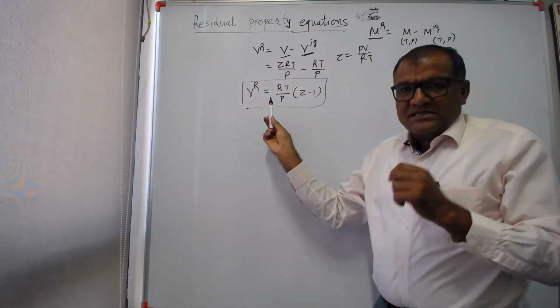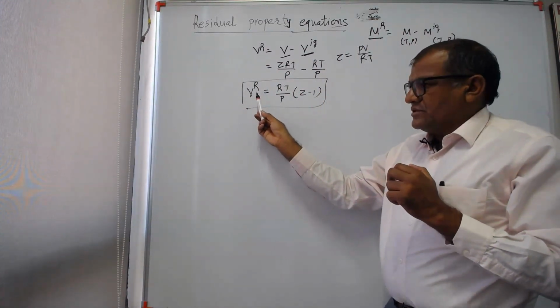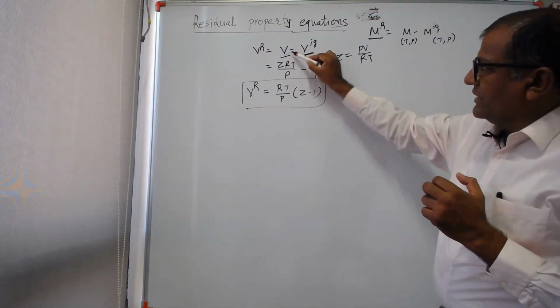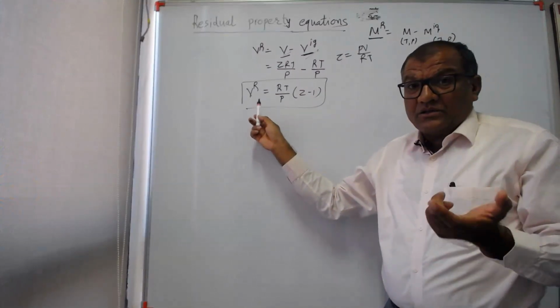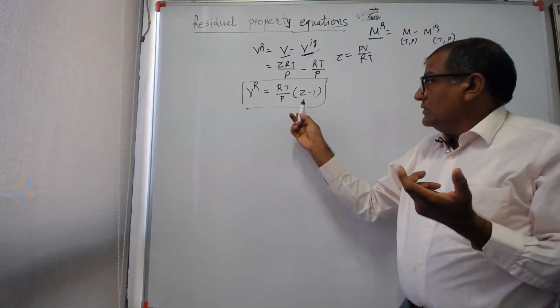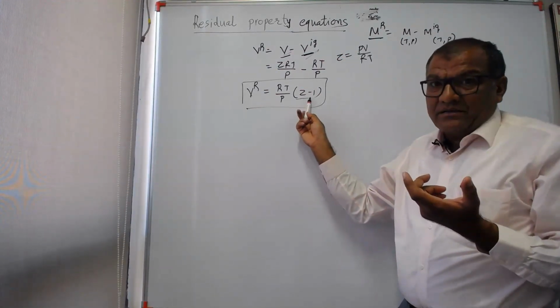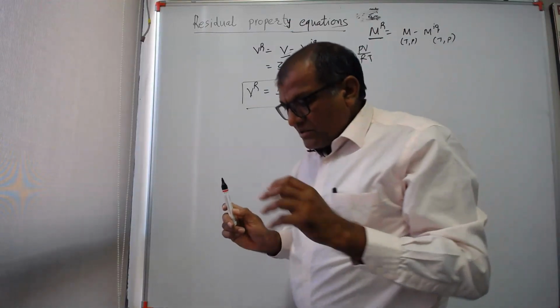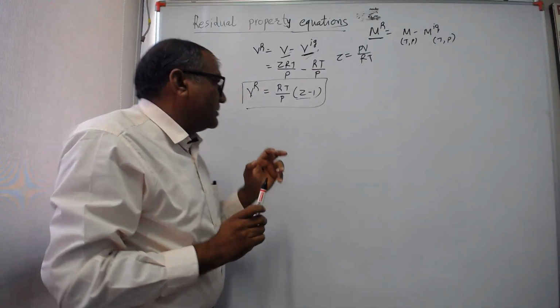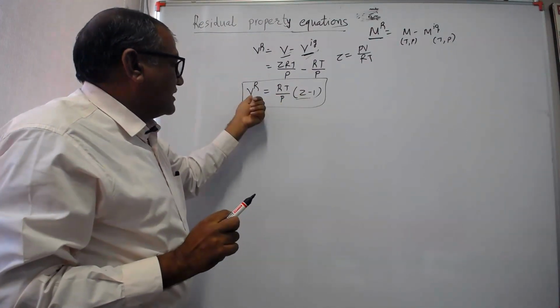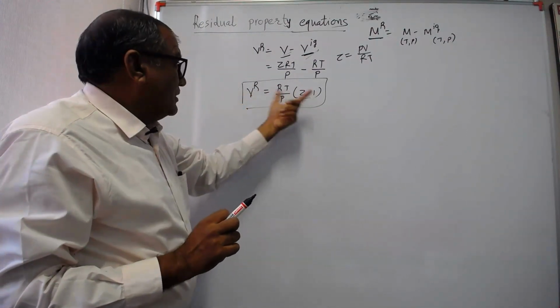It indicates that the residual volume V^R, without knowing the values of V and V^ig, I can calculate by Z, the compressibility factor. So if you know the value of the compressibility factor, then we can calculate the residual volume, and this is the one equation.